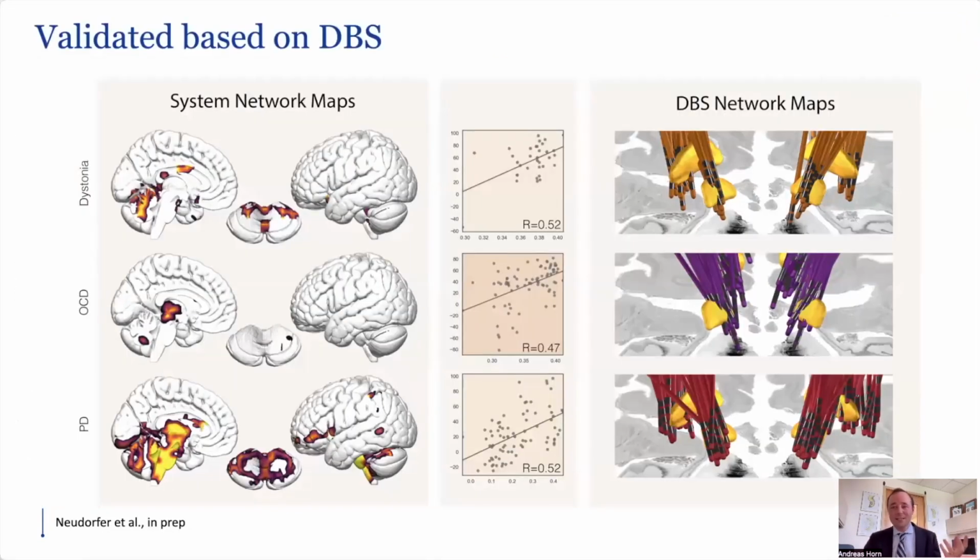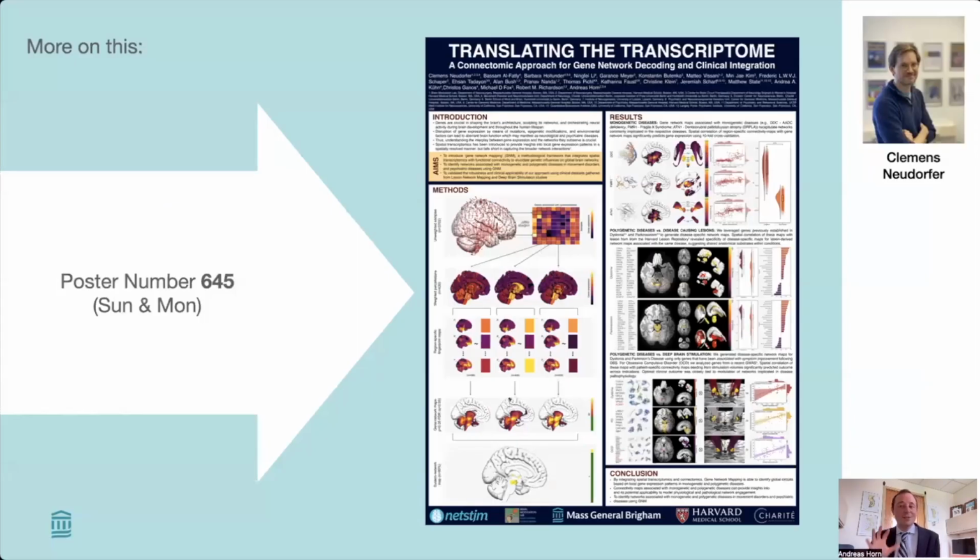Like dystonia, all genes that code for dystonia, all genes linked with OCD. I know there's a weak link there. And then all genes that are associated with Parkinson's disease, come up with a network and use that to explain the outcomes in DBS for these diseases, right? And in fact, in these 3 examples, it really worked quite well. If you're interested more in this, transcriptomics and translating the transcriptome to connect it with the connectome, speak to Clemens Neudorfer, who has a poster here at the conference, poster number 645 on Sunday and Monday.